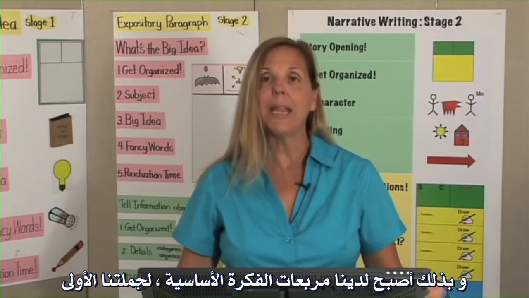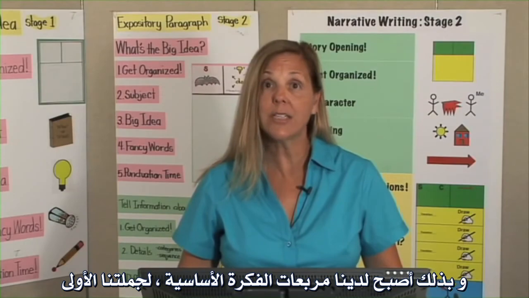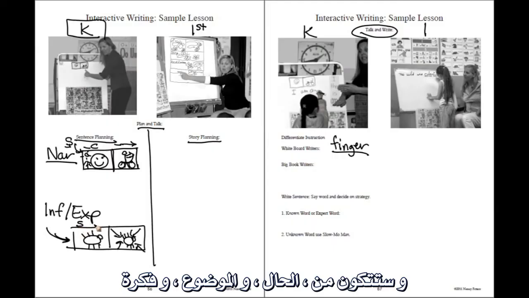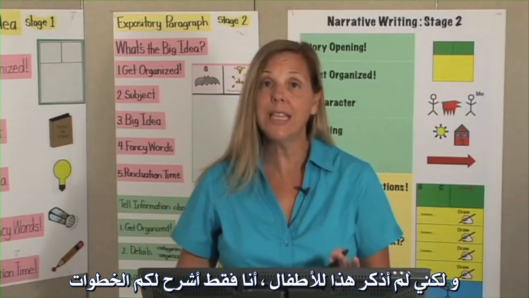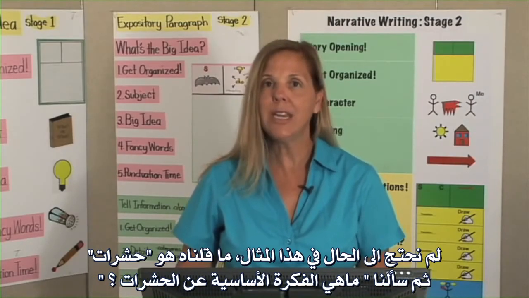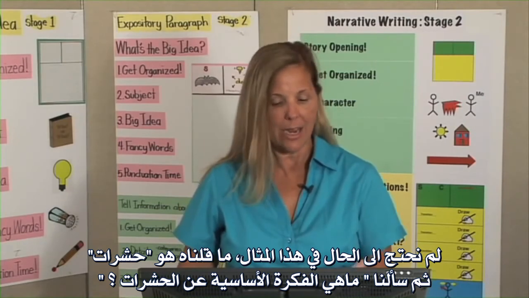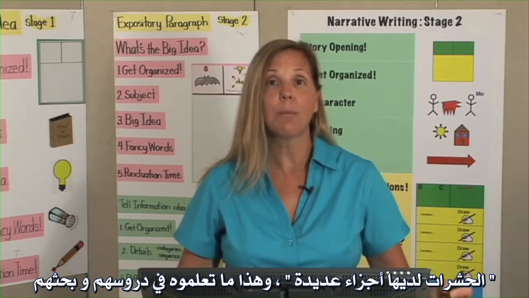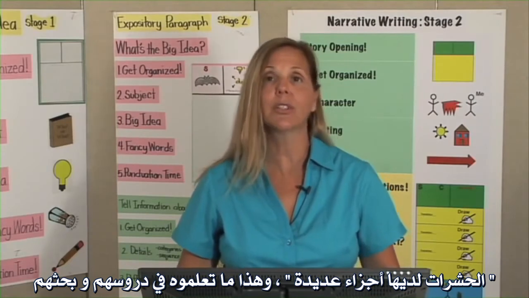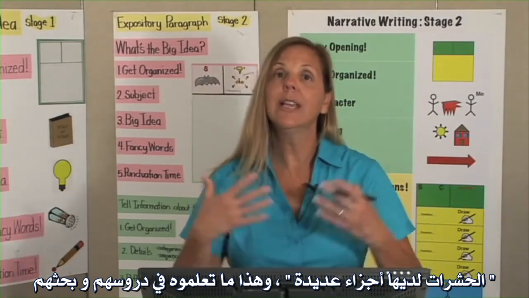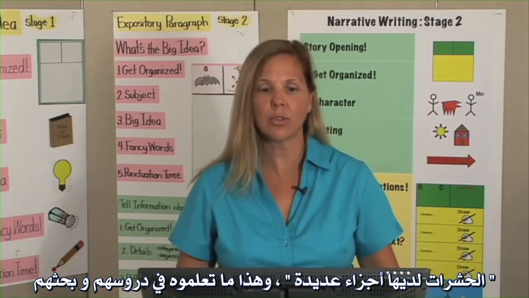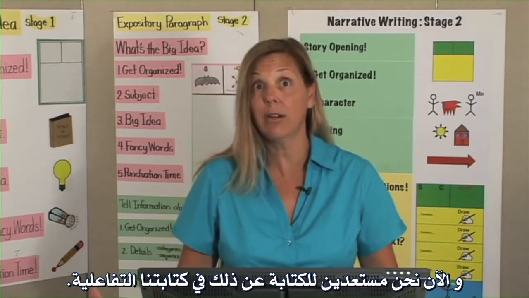And now we have our big idea boxes for our first sentence. And that is going to be setting, subject, light bulb. I don't say this to the kids. I'm letting you know this is what's in here. The setting. We didn't need a setting. We just said bugs. And then what's the big idea about bugs? Bugs have different body parts. That's what we had learned in our lessons in science or social studies. Now we're ready to write about it in our interactive writing.